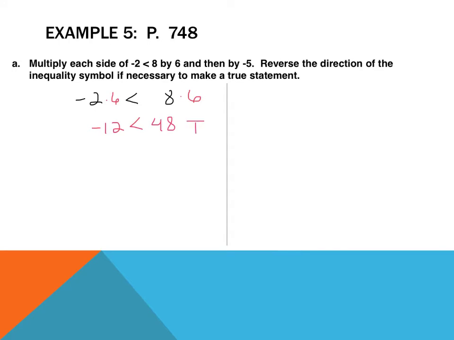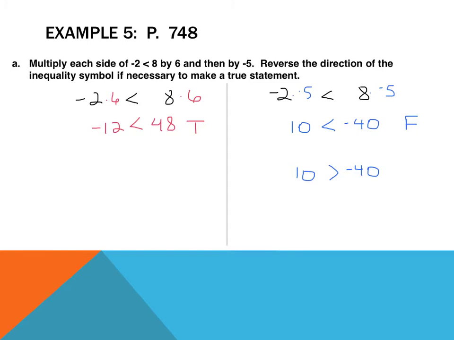Alright, so let's look at what happens when we multiply by negative 5. So, original statement, negative 2 is less than 8. Multiply by negative 5. Negative 2 times negative 5 is positive 10. 8 times negative 5 is negative 40. Now notice if I have 10 less than negative 40, that's false. So I have to switch it and put 10 is greater than negative 40.